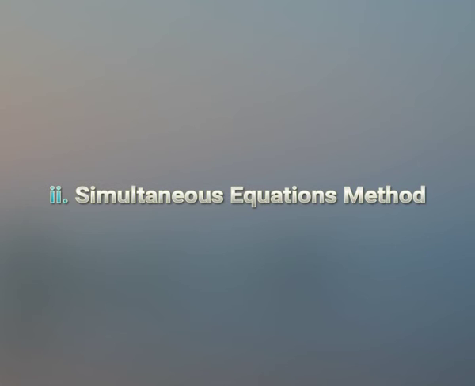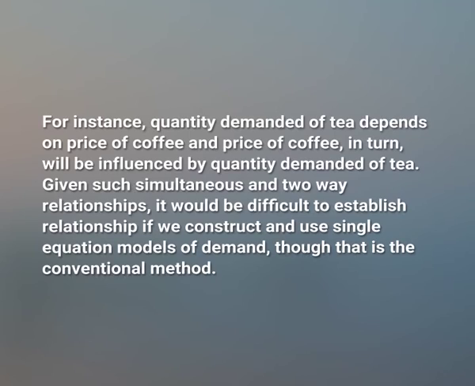Now, the next method we will discuss is the simultaneous equation method. The simultaneous equation method establishes mutual dependence among variables. This method is based on the principle that in any economic decision, every variable influences every other variable. For instance, quantity demanded of tea depends on price of coffee, and price of coffee in turn will be influenced by quantity demanded of tea.